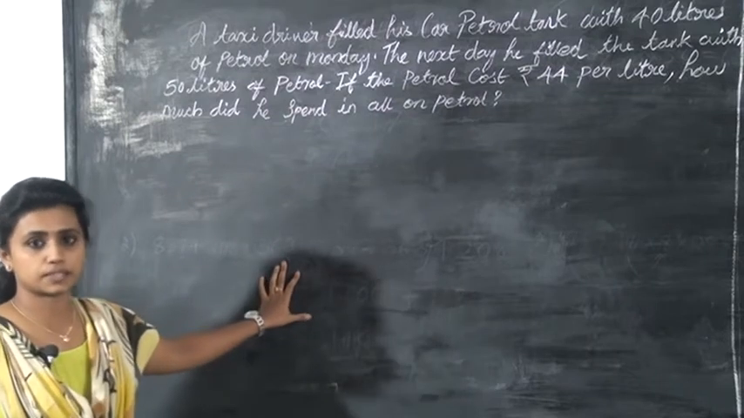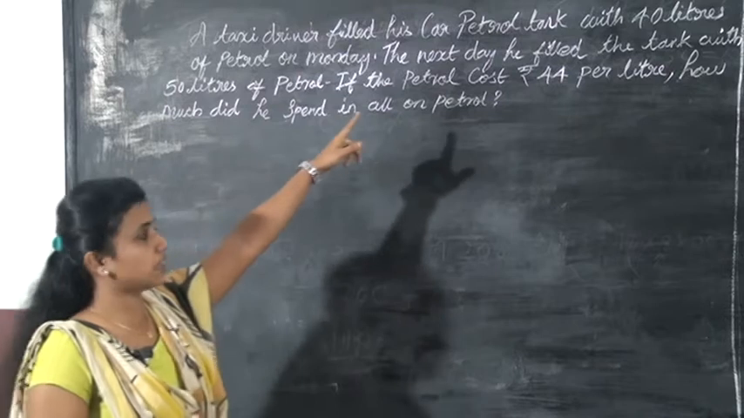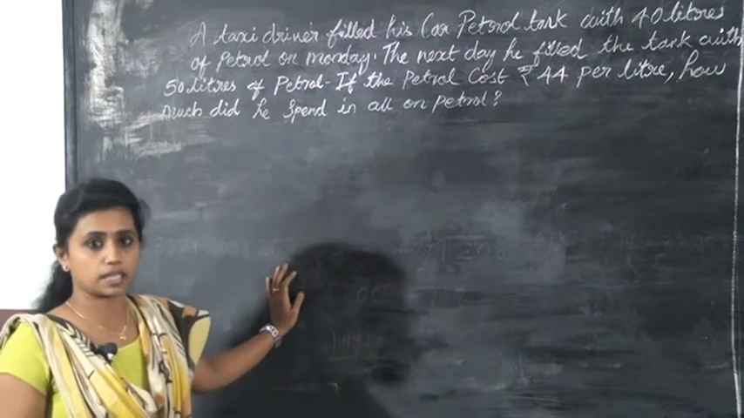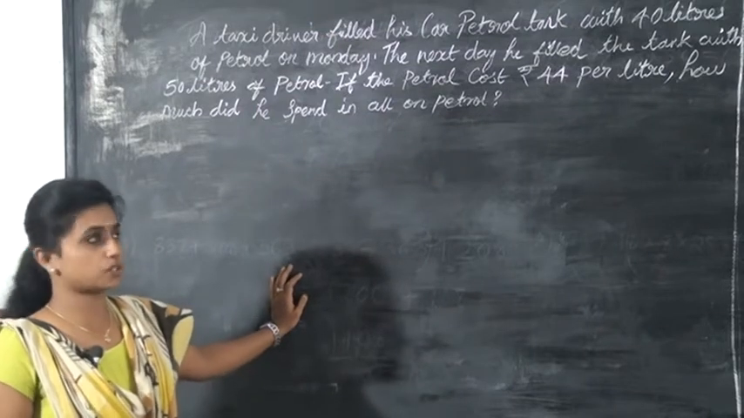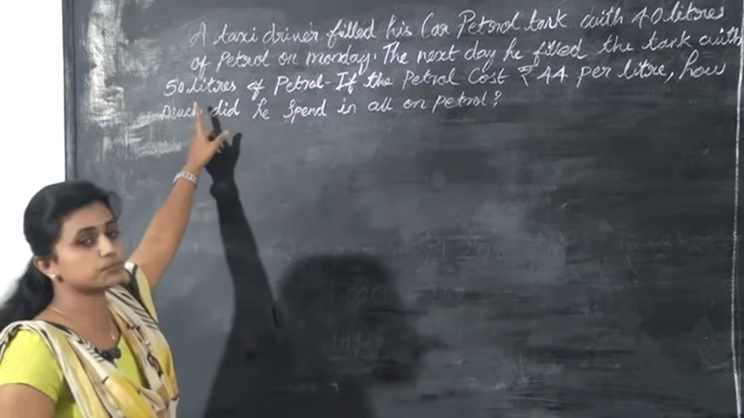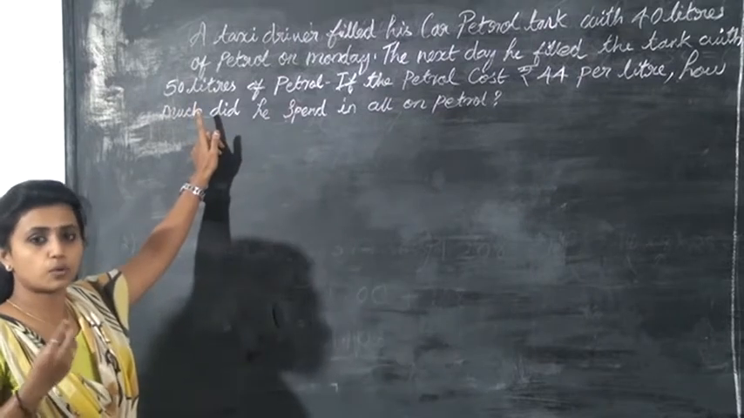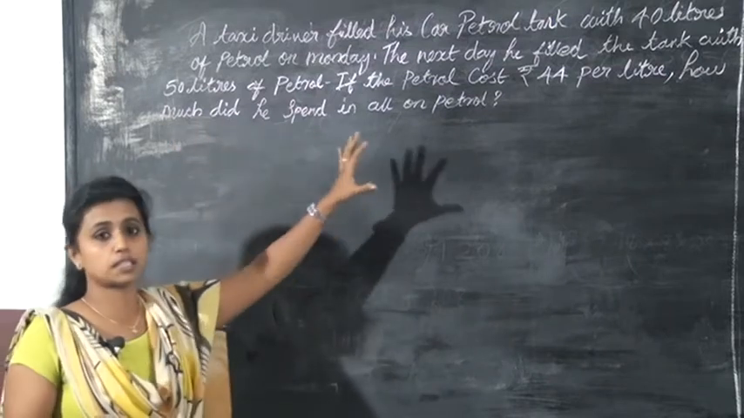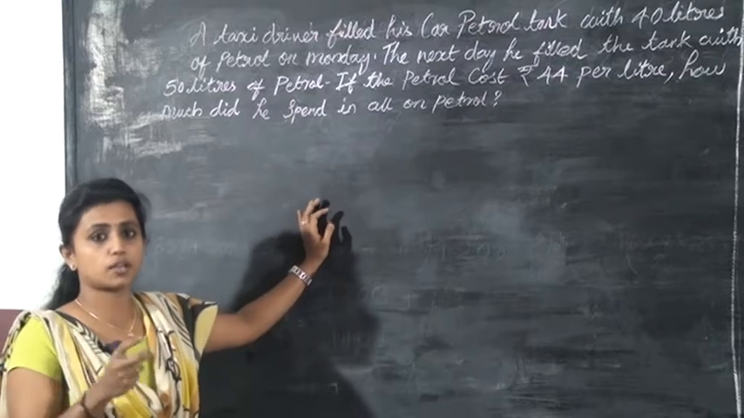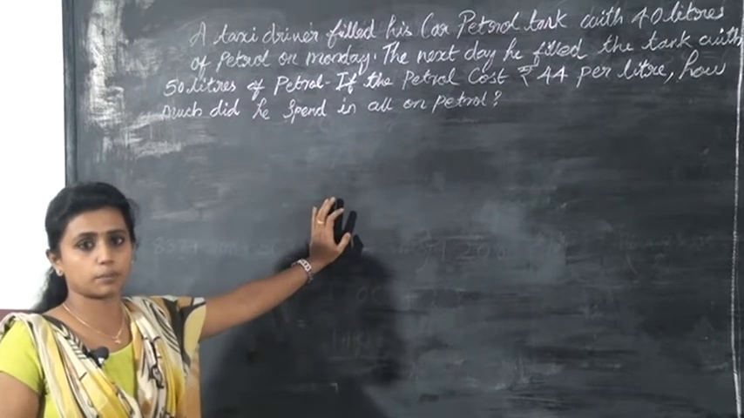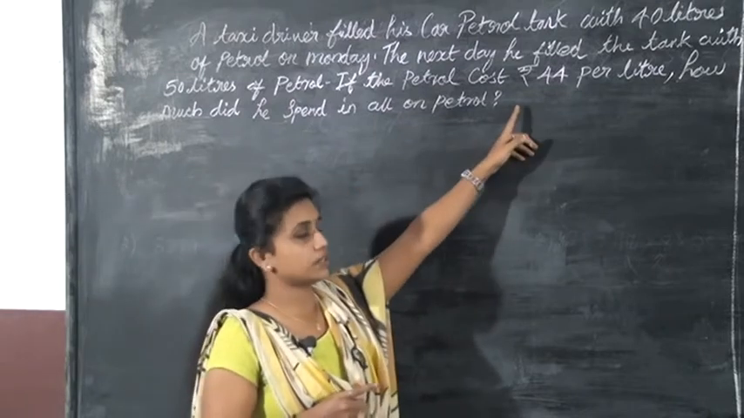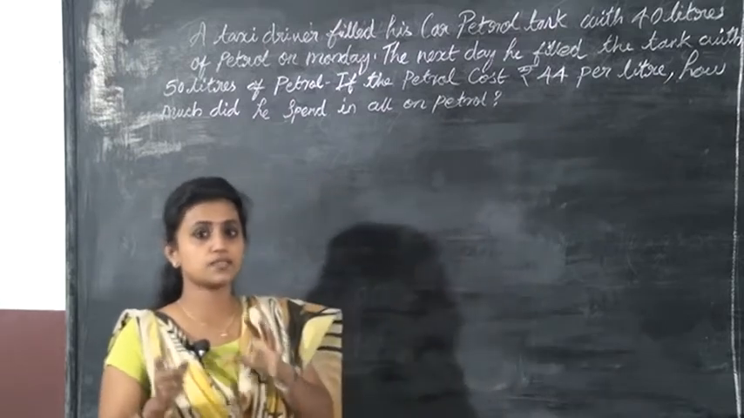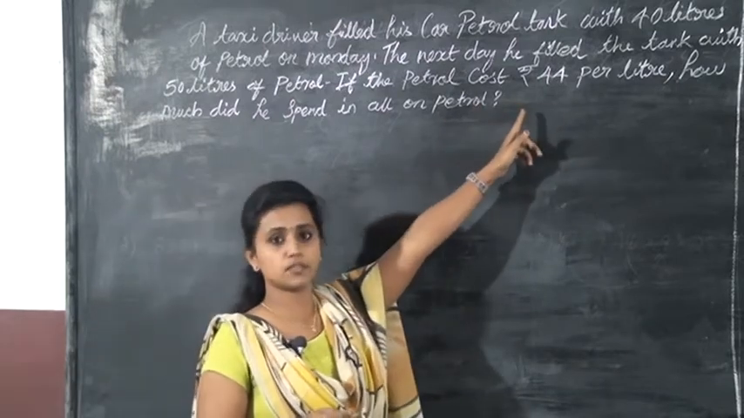So what does the question mean here? The taxi driver filled his car's petrol tank with 40 liters of petrol on Monday. Then on the next day he fills 50 liters of petrol. So what do we want to find here? We want to find the cost he spent in all on petrol. Here the cost of 1 liter of petrol is given, that is rupees 44. Per liter means for 1 liter the cost is rupees 44.